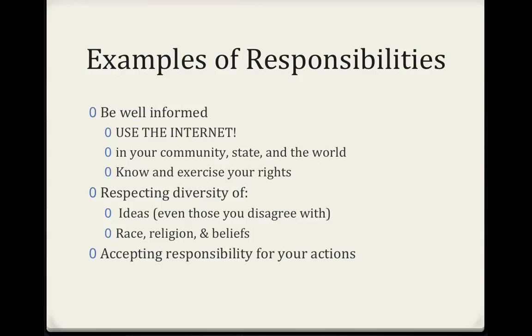Also accept responsibility for your actions. This is part of growing up and part of being an adult. When you do something, whether it's good or bad, accept responsibility for that.